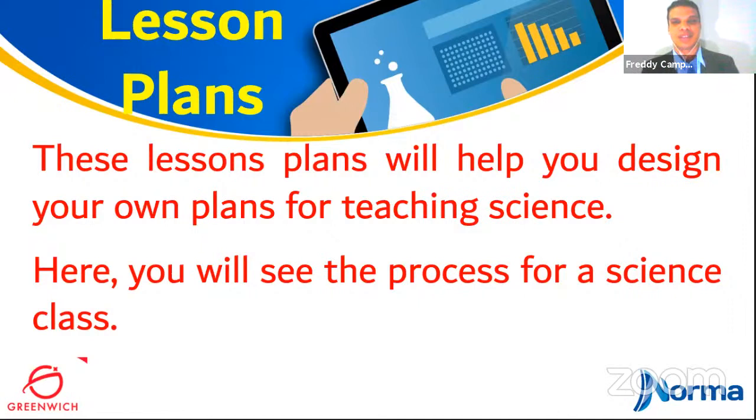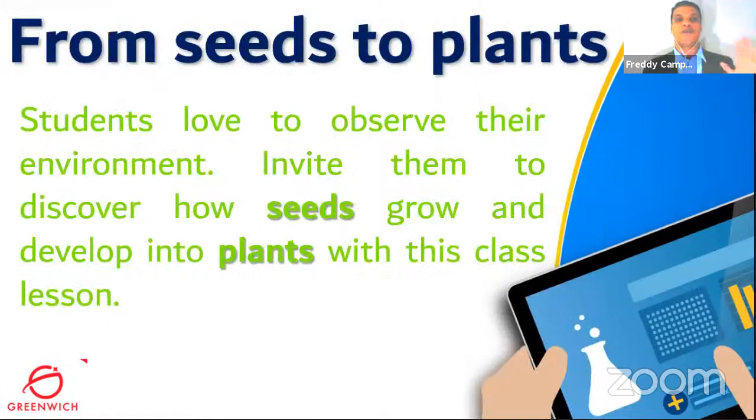Here you will see the process for a very simple science class. This is the topic, my dear teacher: from seeds to plants. We're going to see the process when we have the seed, and then the final result, which is a plant. And it says, students love to observe their environment. Remember, observation is one of the science skills. Invite all of your students to discover how seeds grow and develop into plants with this lesson in this guide.